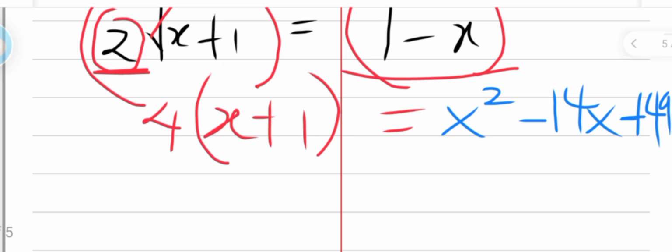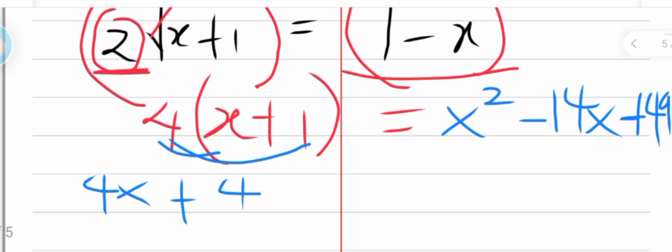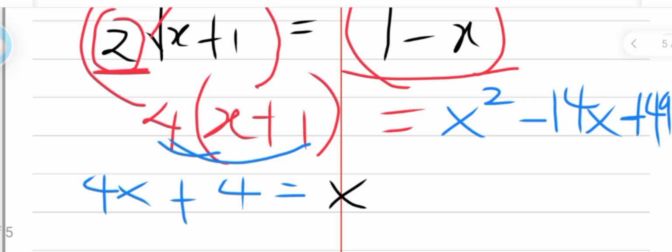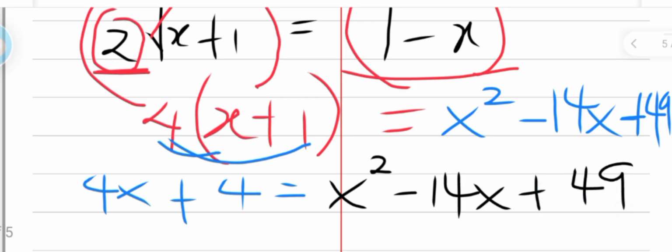So what we do is that we have to expand the left hand side so that we can group some like terms and see what will be the outcome. So in doing so, remember that we have 4 here, so 4 multiply our x, and that will give us 4x, plus 4 will multiply this 1, giving us 4, right? So equal to now the right hand side. Let's repeat that one because we have not done anything about it now. X squared minus 14x plus 49. So this is what we have.